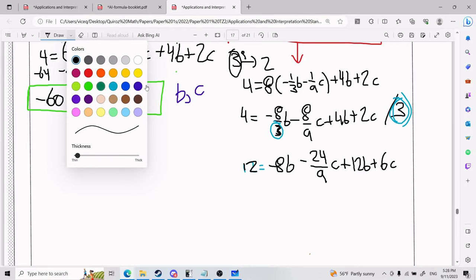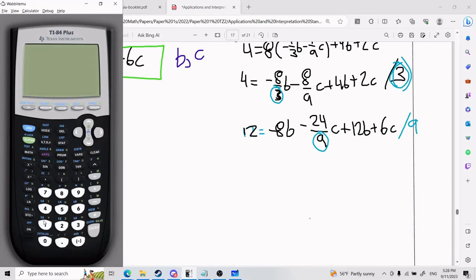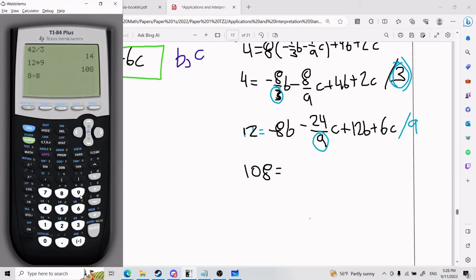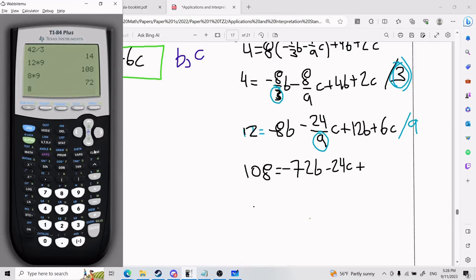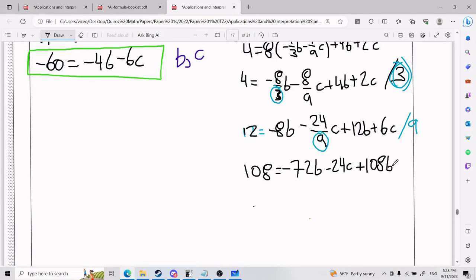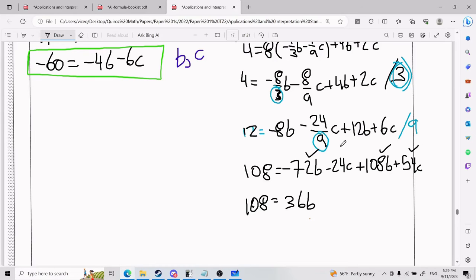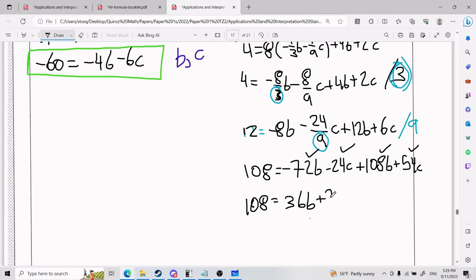Now I still have a fraction going on, which I don't like, so I'm going to multiply everything by 9 now, okay? This is just a trick to make my numbers a little more pretty, although bigger. 12 times 9 is going to be 108 equals 8 times 9, which is 72 minus 24c plus 12 times 9, 108b plus 6 times 9, 54c. So now I can combine like terms, so 108 stays alone over here. B with B is going to give me 108 minus 72, it's going to give me 36b. And combining the C's, I end up with 30. Okay, cool. So I end up with plus 30c.